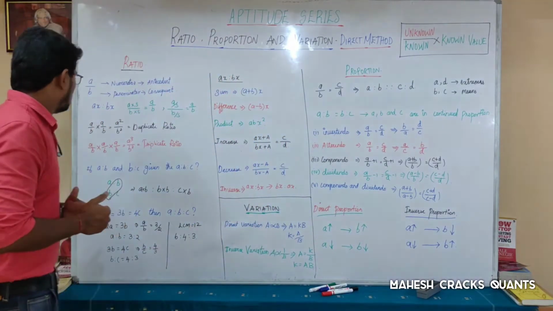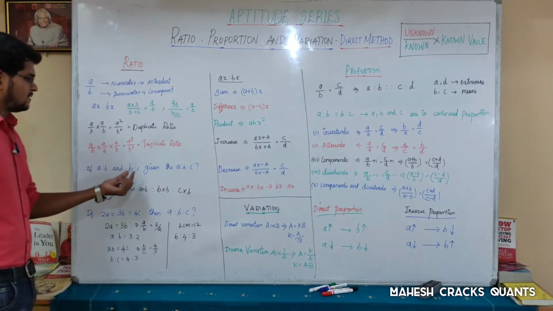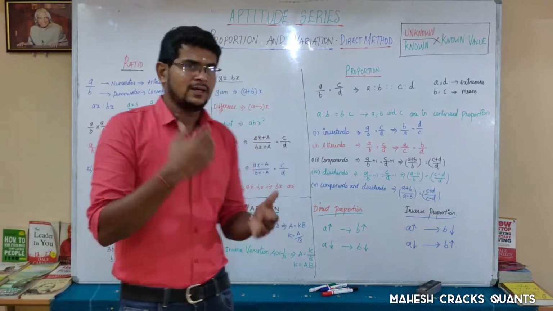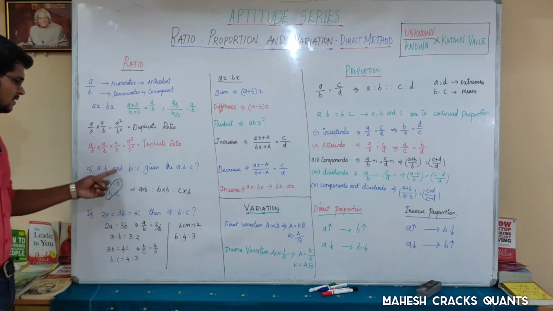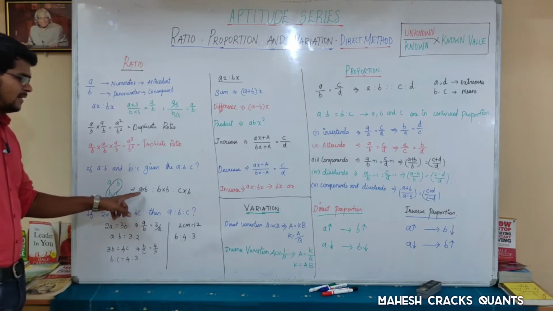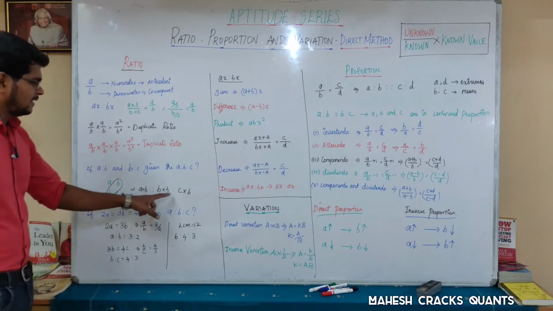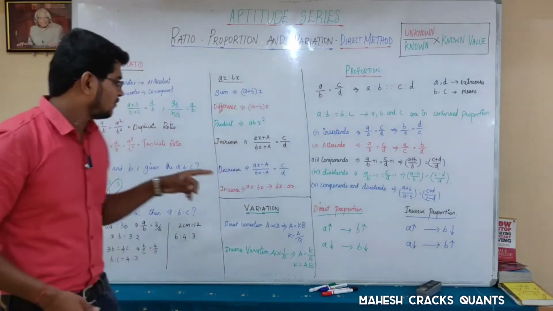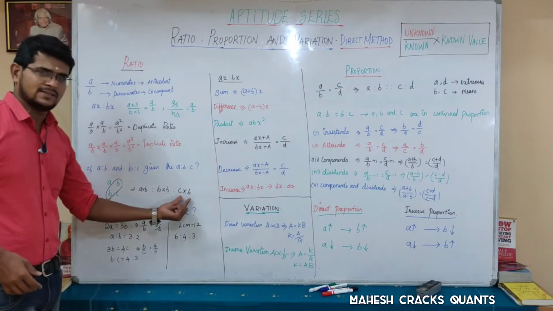If there are two ratios, A is to B and B is to C, how will you find A is to B is to C? The method: A is to B and B is to C. B is common, so you multiply A into B, then B square, then C into B, to get the ratio A is to B is to C. This is the ratio of A, B and C.